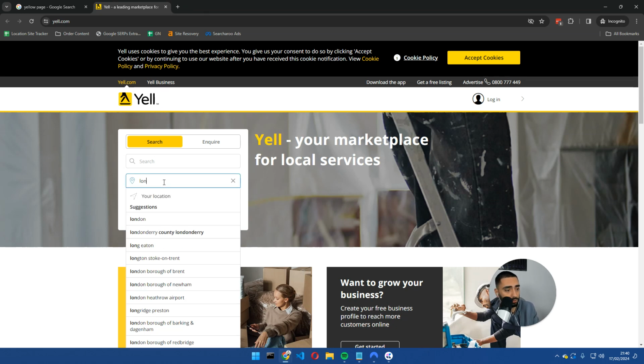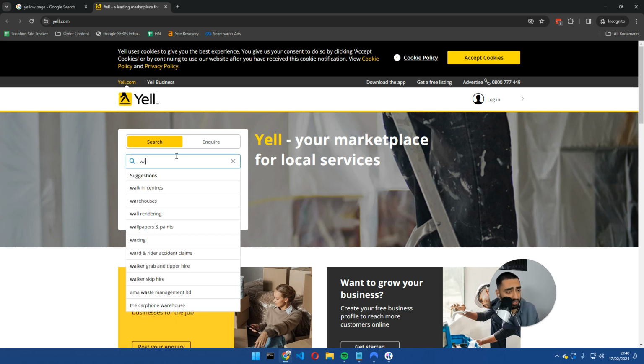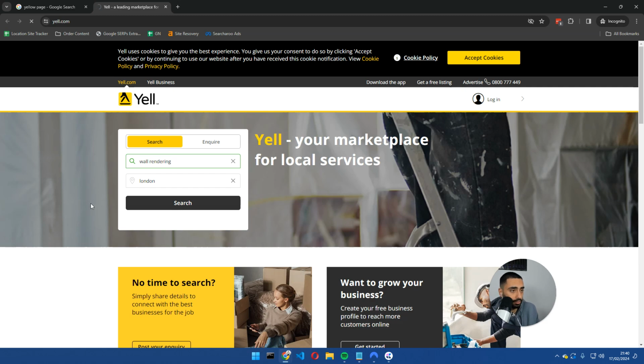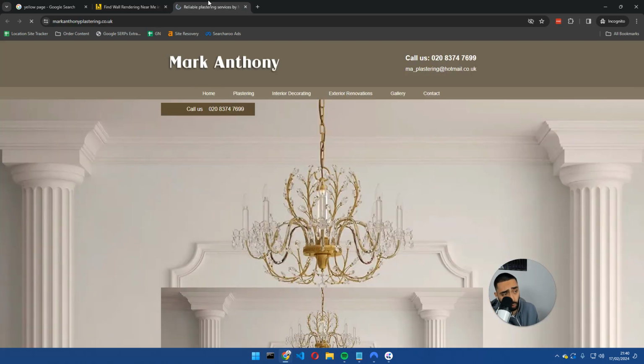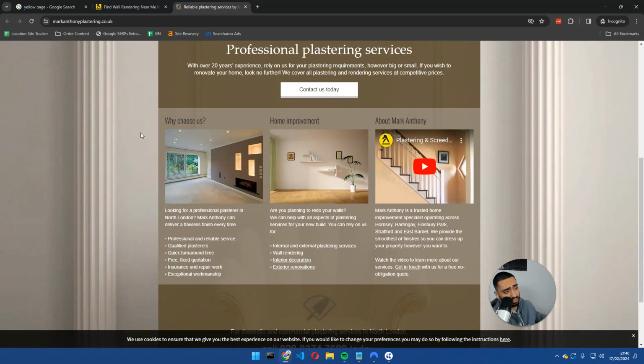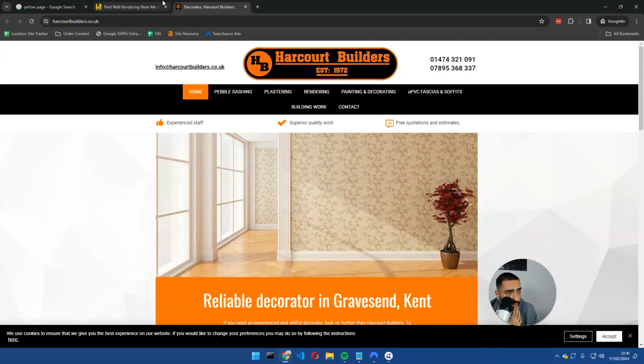So let's do London, and let's take a look at wall rendering companies in London, right? As you can see here, for anybody that doesn't know what wall rendering is, it's essentially people that do the plastering of walls. It just makes it a smoother finish. Some houses need it. Sometimes you can also do it on the outside of your house as well. So that's what you guys know as wall rendering, right?